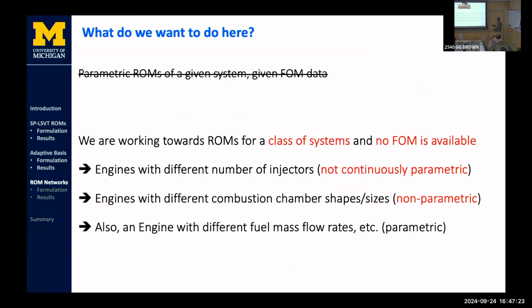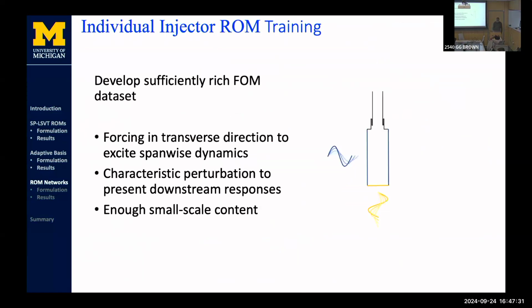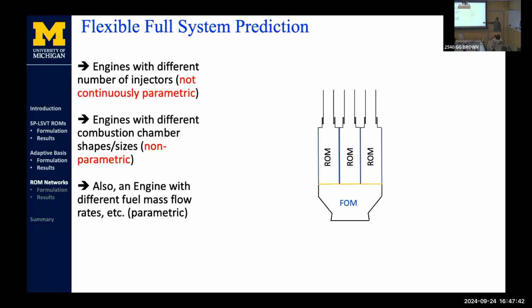So this is what we want to do. Can we build an engine with different numbers of injectors, different combustion chamber sizes, etc.? The idea here is we will train a reduced order model for one injector, with some perturbations. And then we'll stitch them together to build a combustor. The information exchange between these two reduced order models happens via a simple flux exchange.